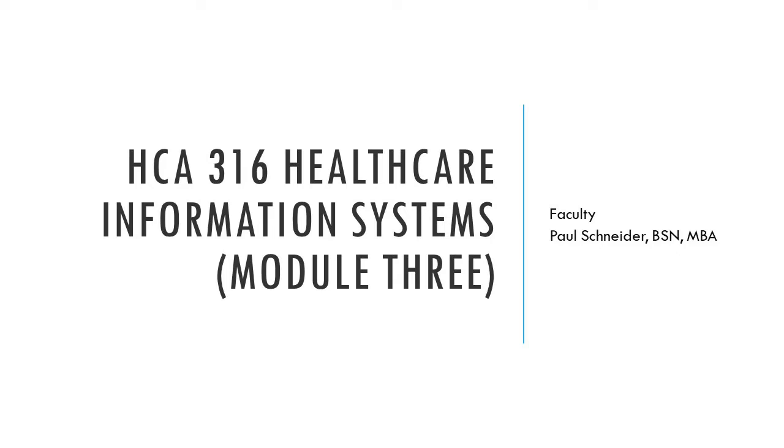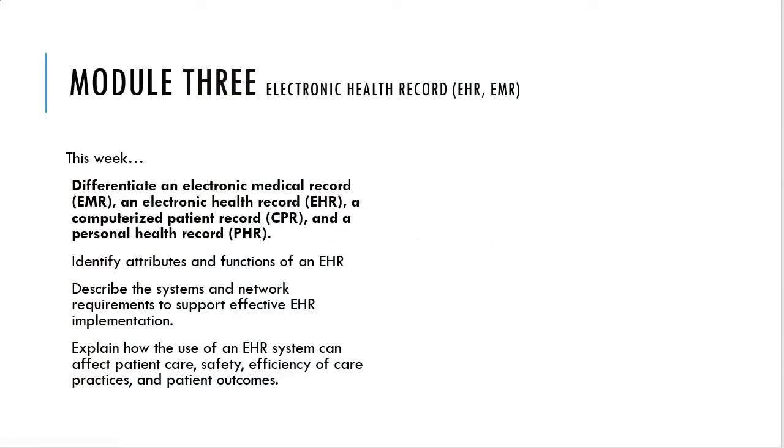Welcome to Module 3. Today we're going to be talking about the electronic health record. The important things about this module, the objectives we're trying to accomplish, are to differentiate between the different records, EHR versus EMR versus PHR, identify the attributes and functions of the EHR, and we're going to look at the 7 levels of HIMSS integration or implementation.